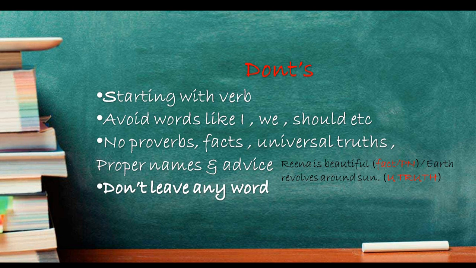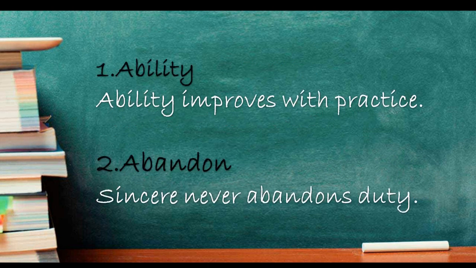Now I am going to give you words with examples, and I am starting with A and I will be giving the series from A to Z. The first word is ability. Ability improves with practice. Another sentence is ability is useful with willingness. The second word is abandon. This is also a negative word. True friend never abandons. Responsible child never abandons parents.